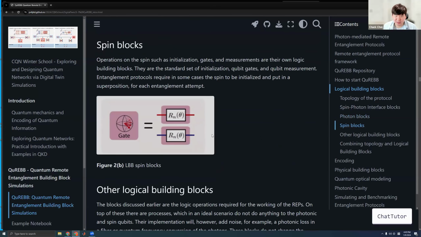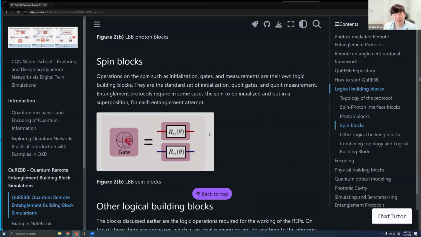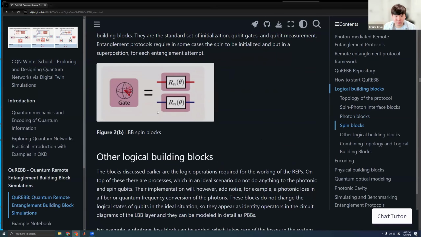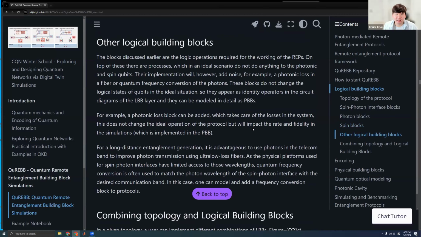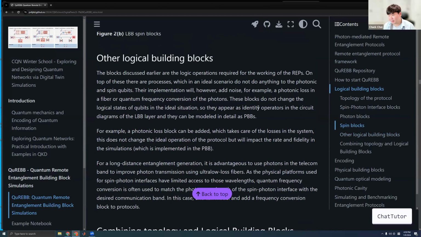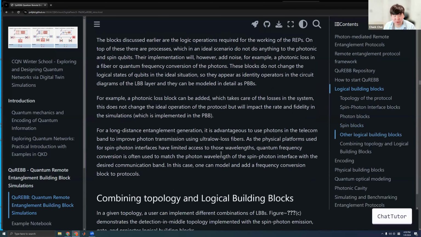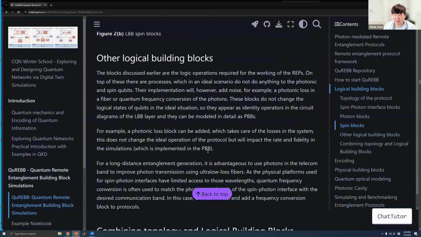Okay, and lastly, spin blocks. I'm not going to talk about the detail because these are just quantum gates. If you want to do a rotation around the n-axis by the angle theta, this is the same as putting the gate in the spin line. And again, we made this framework to be open. You can implement any of your logical building blocks into this framework, for example, the frequency conversion block for long distance communications or others.